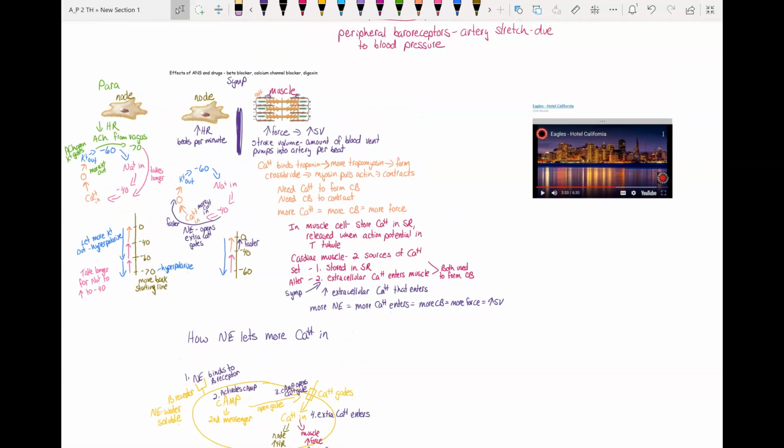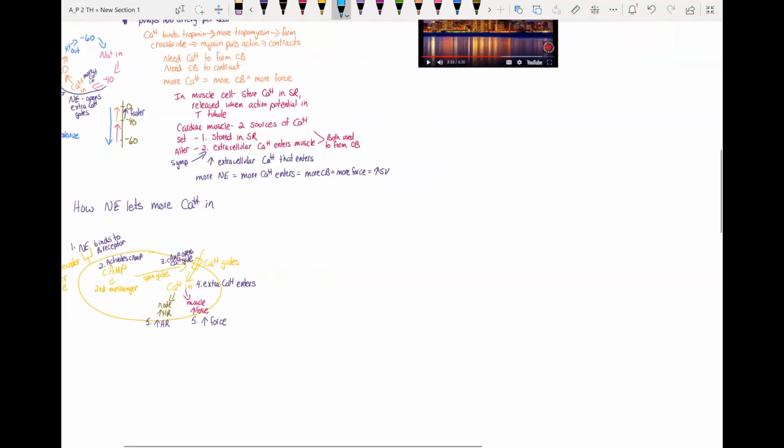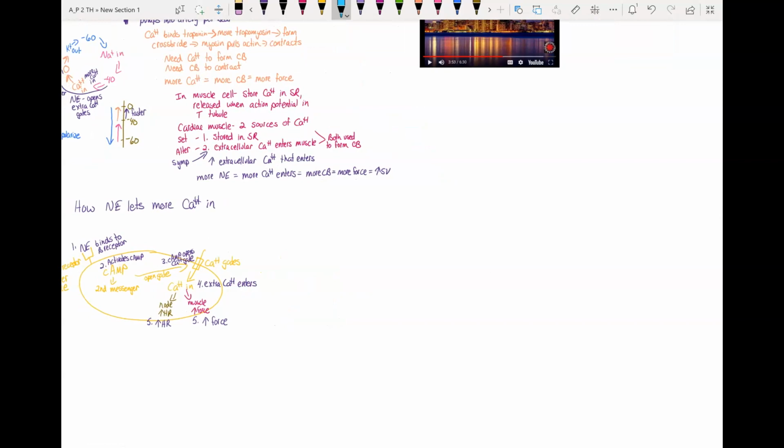Next, we're going to look at how some different drugs can act on this. So we have beta blockers, calcium channel blockers, and digoxin. So a beta blocker, you may have heard of these, especially if you already work in a nursing home or a hospital or something where you're taking care of patients and giving them their meds. A lot of older people are on beta blockers.